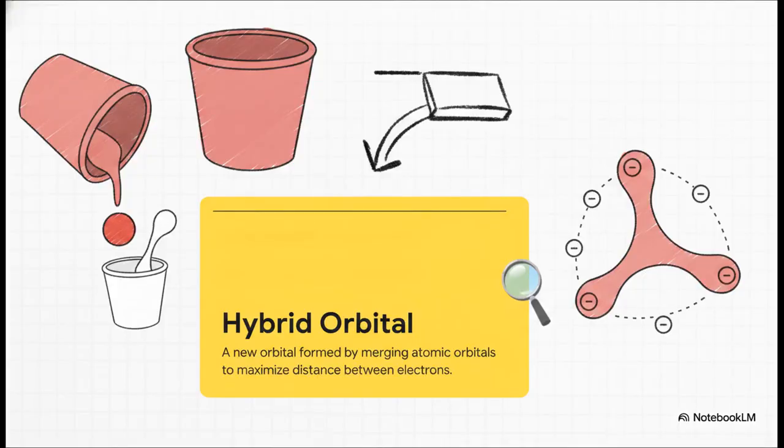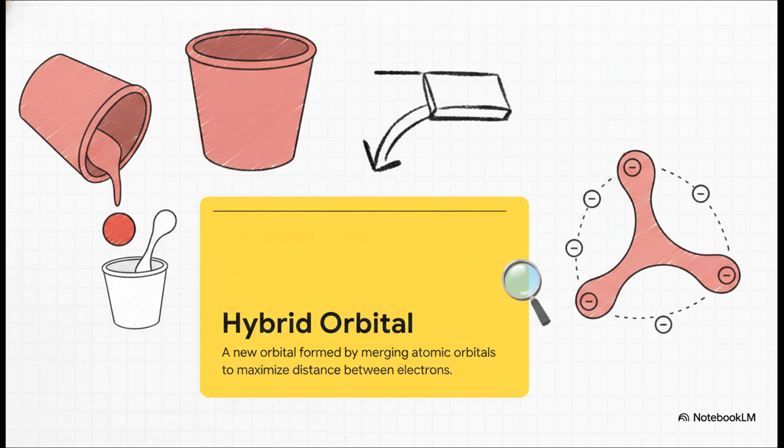A really helpful way to visualize a hybrid orbital is to think about mixing paint. If you take a bucket of red paint, we'll call that our spherical s orbital, and mix it with a bucket of white paint, our dumbbell-shaped p orbital, you don't just get red and white stripes, right? You get an entirely new color, pink. And that's exactly what a hybrid orbital is. It's a brand new, intermediate shape that perfectly merges the traits of the original orbitals.